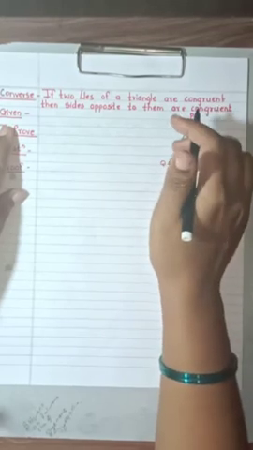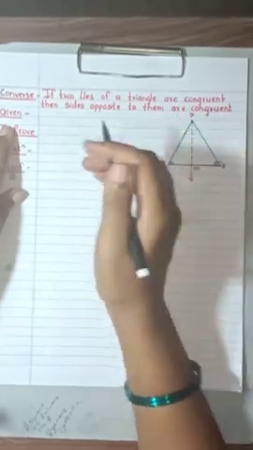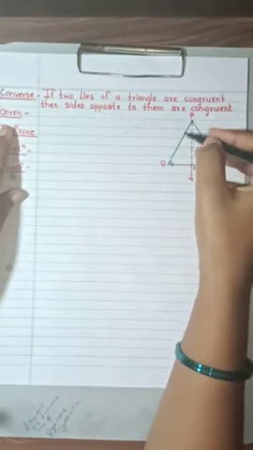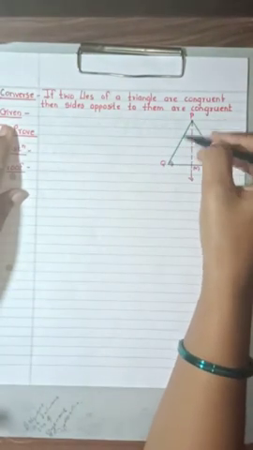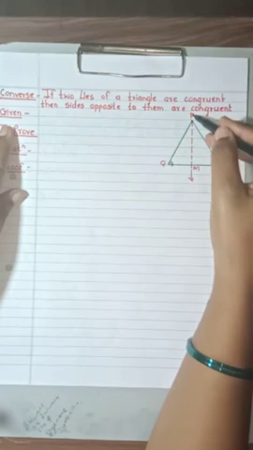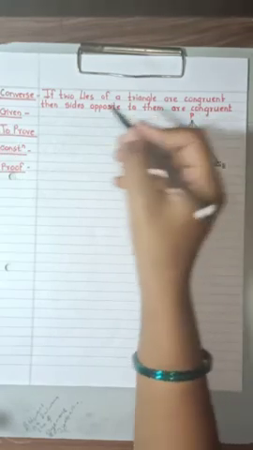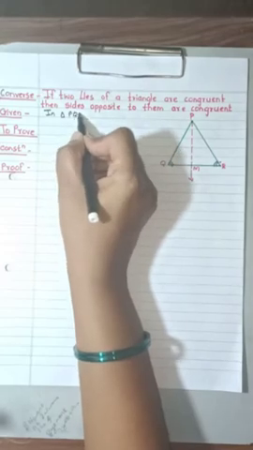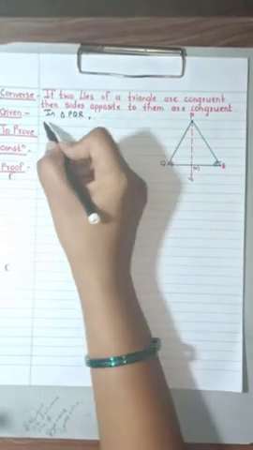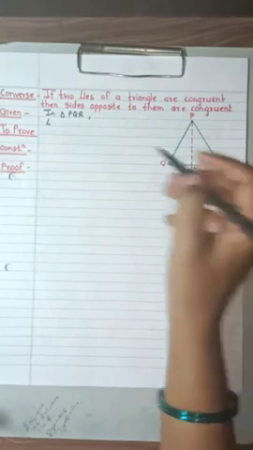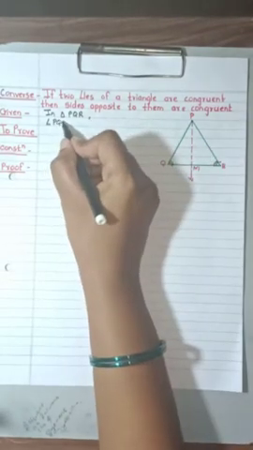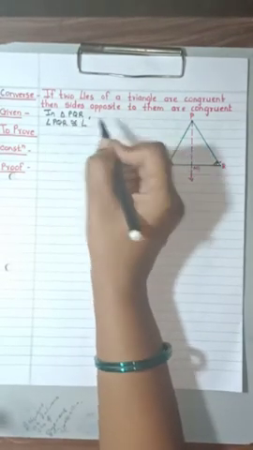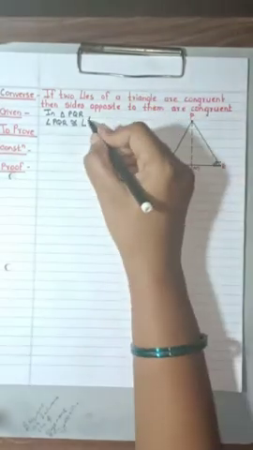So first of all, we'll write down what is given. They have given you triangle PQR, and angle PQR is congruent to angle PRQ. I'll write down here, in triangle PQR, angle PQR is congruent to angle PRQ.